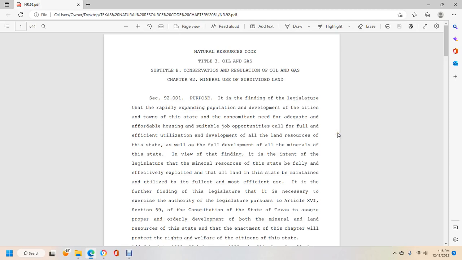Alright, Texas Natural Resources Code, Title 3, Oil and Gas, Subtitle B, Conservation and Regulation of Oil and Gas, Chapter 92, Mineral Use of Subdivided Land.